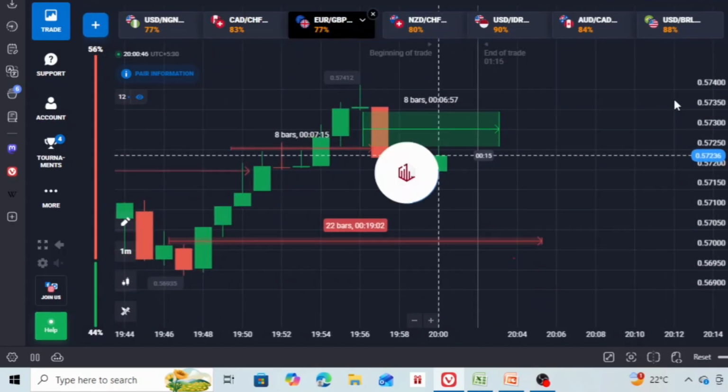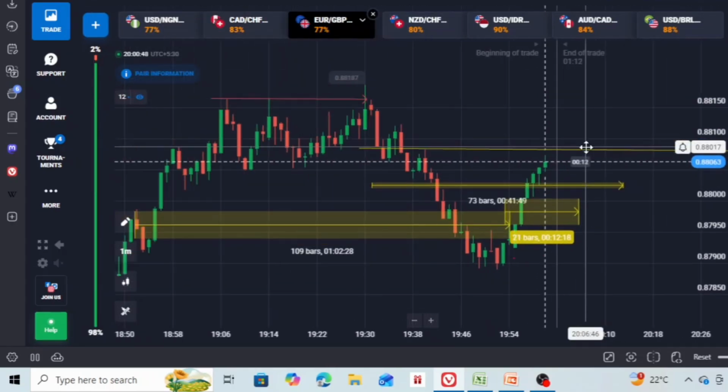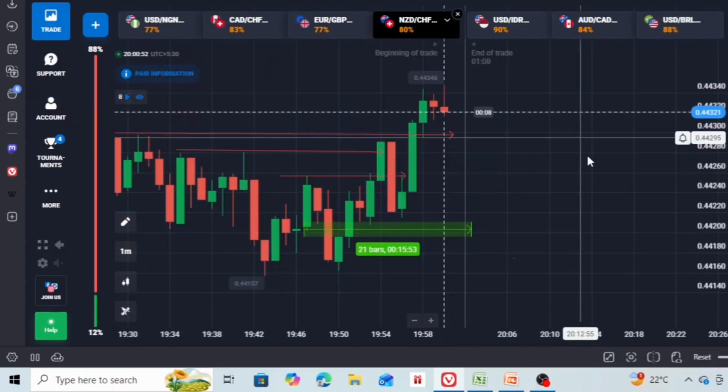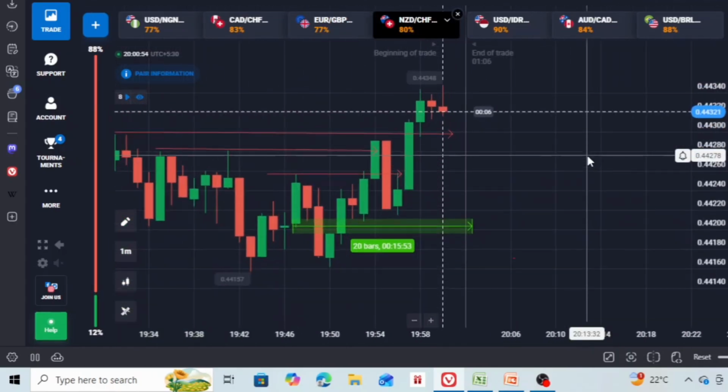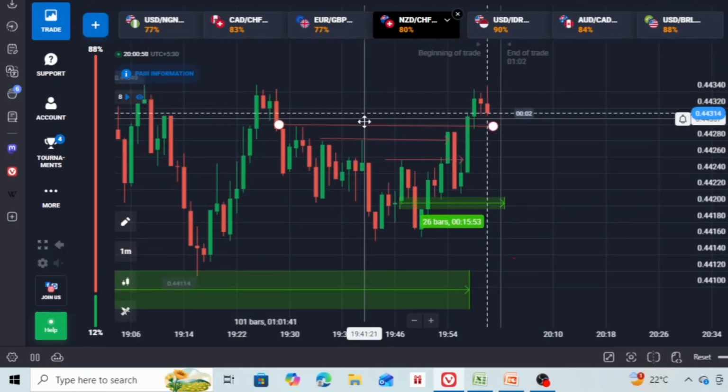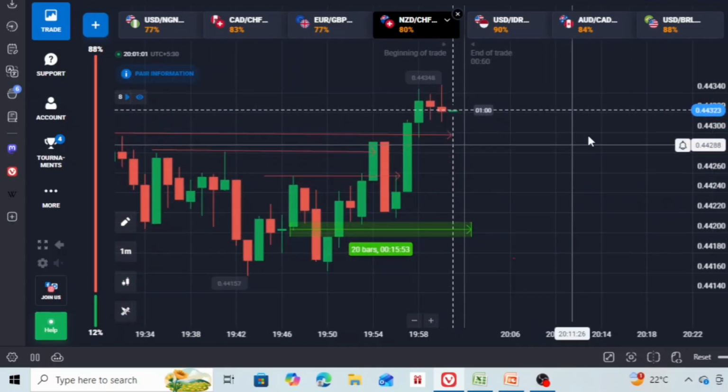No mitigation. So see, the target has been broken out. This is the breakout gap. The market is reversing. We have a small gap.